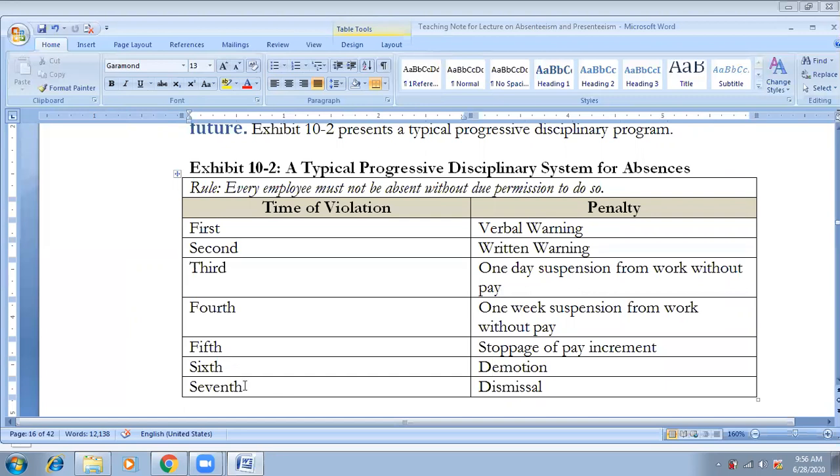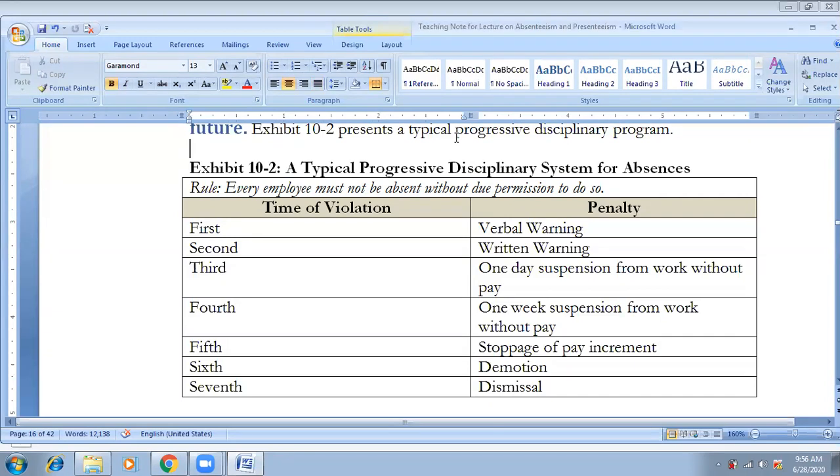Normally the last chance is this: unfortunately, assume the employee violates this rule for the seventh time, then sorry for the employee, we have to give dismissal. Not sorry for the employee really, sorry for the organization. We have to stop. That's why we have to give this penalty, dismissal. That's the most serious penalty from the list of penalties available for a disciplinary violation.